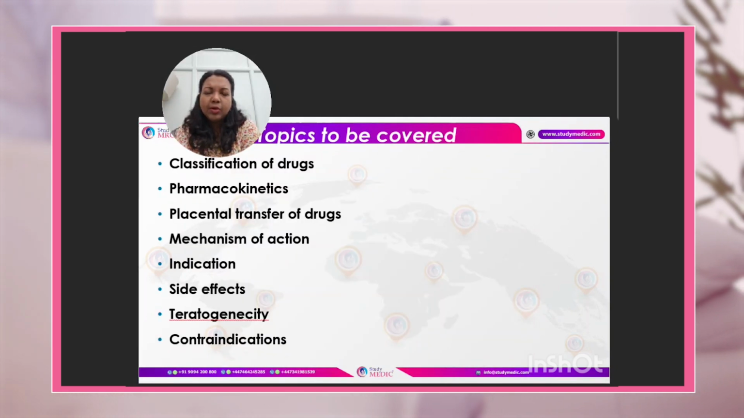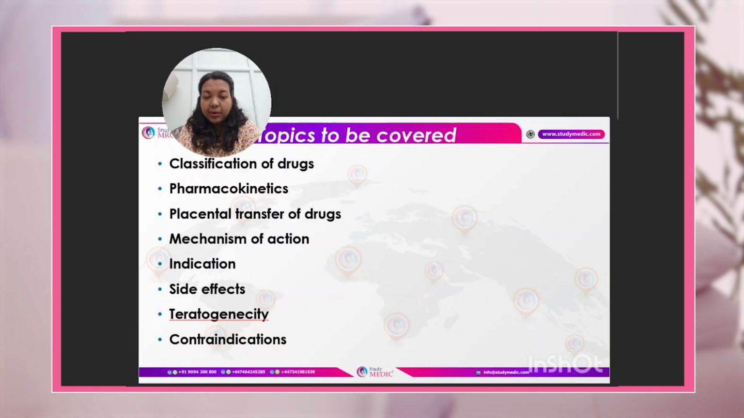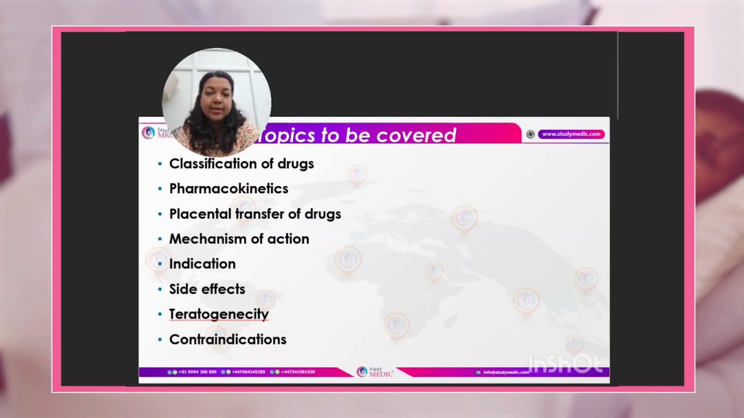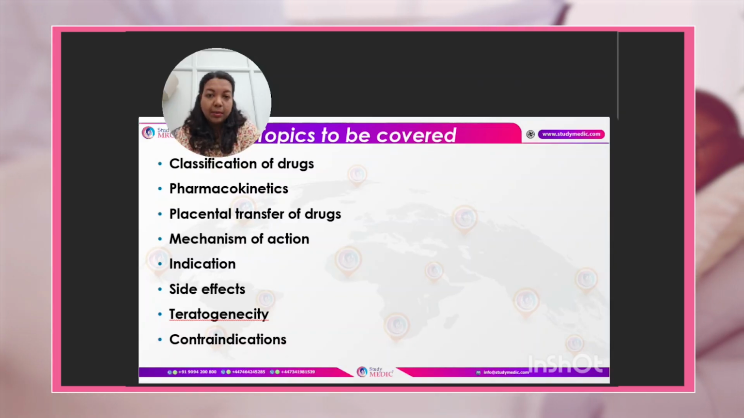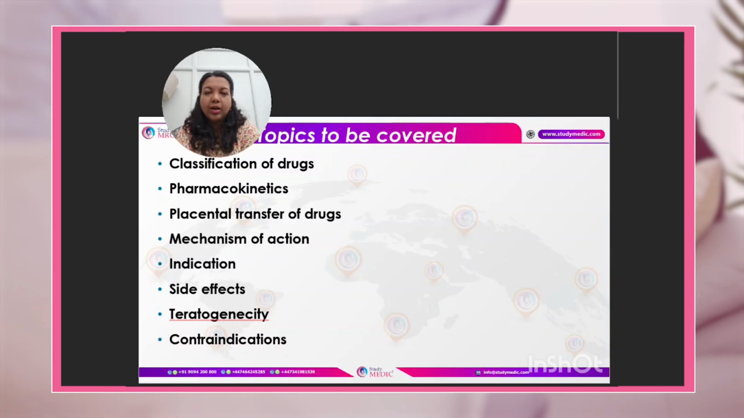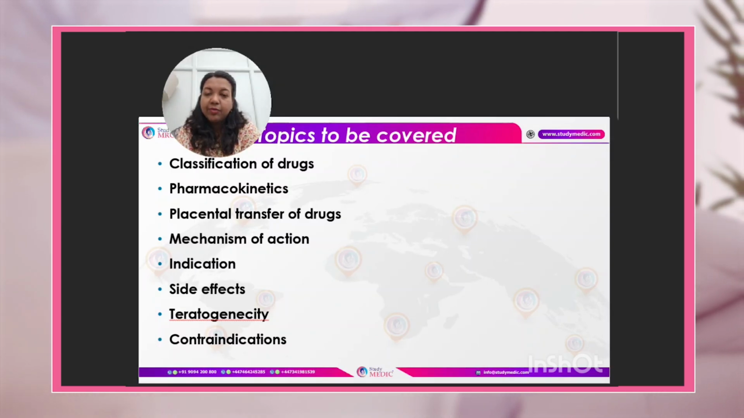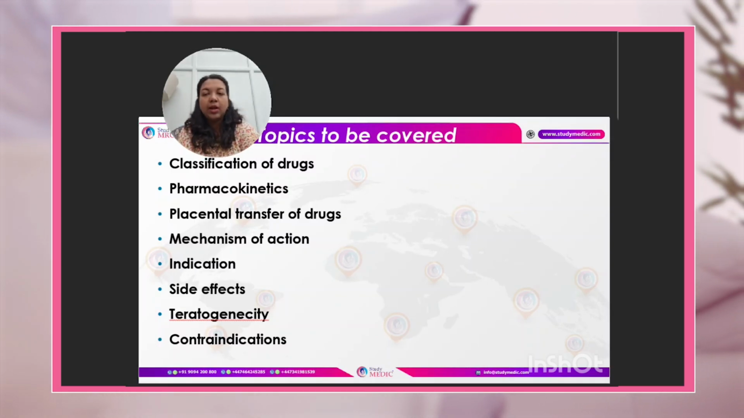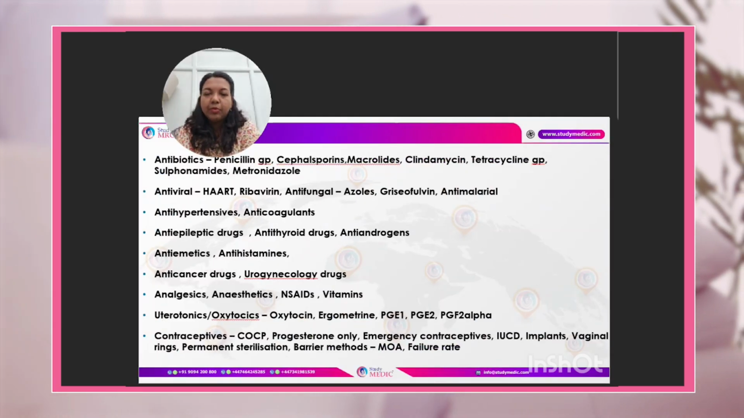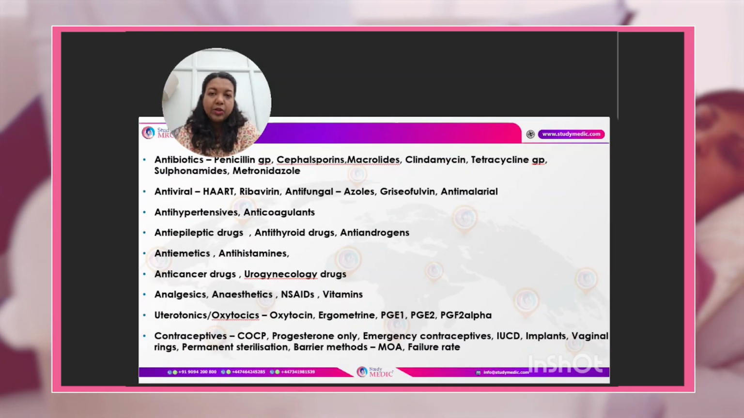So briefly, about the topics to be covered for the Part 1 MRCOG examination, we have to look at the classification of the drugs, pharmacokinetics, placental transfer of drugs, as well as pharmacodynamics, mechanism of action, and indication of each drug, where it should be used, side effects, the teratogenicity, which is very important, and also contraindications. Which are the groups of drugs which we need to cover for the MRCOG Part 1 examination?